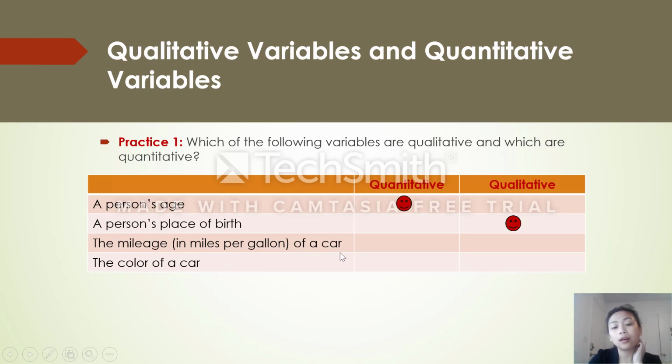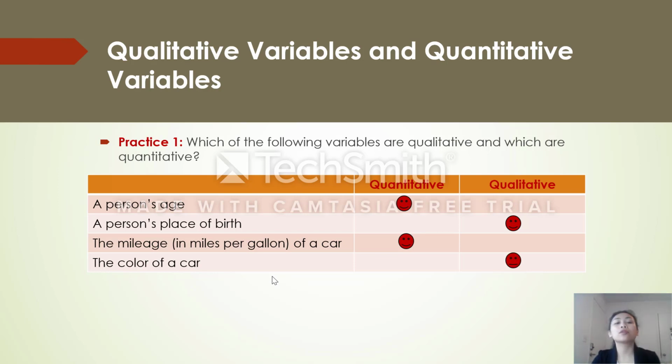Next, the mileage in miles per gallon of a car. A car can travel either 100 miles or 800 miles. Those values are numbers, so this is an example of numerical or quantitative variables. The color of a car can be red, blue, silver, or black. The values of the color of a car are represented in categories. So this is an example of qualitative variables.